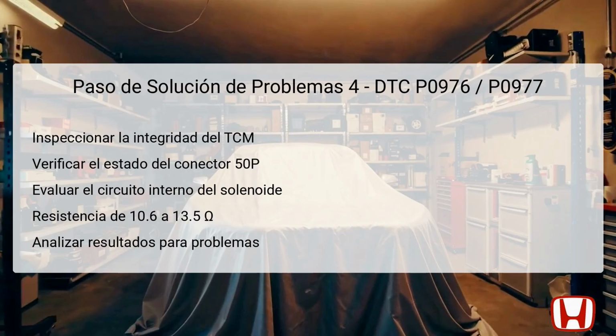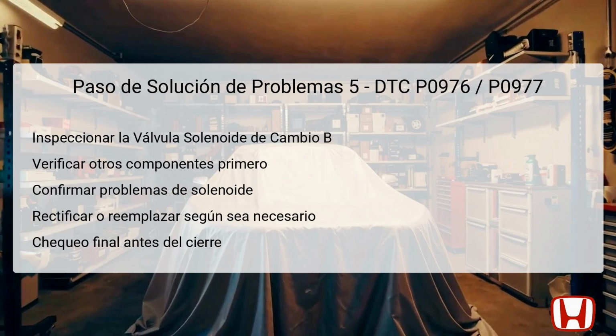Should the resistance fall outside this range, it signifies a problem with the TCM or its associated components. This detailed examination will guide further steps based on whether the issue resides within the TCM itself or elsewhere in the circuit. The final troubleshooting step entails a focused inspection of the shift solenoid valve B itself. But this should only occur if other components indicate normal conditions.